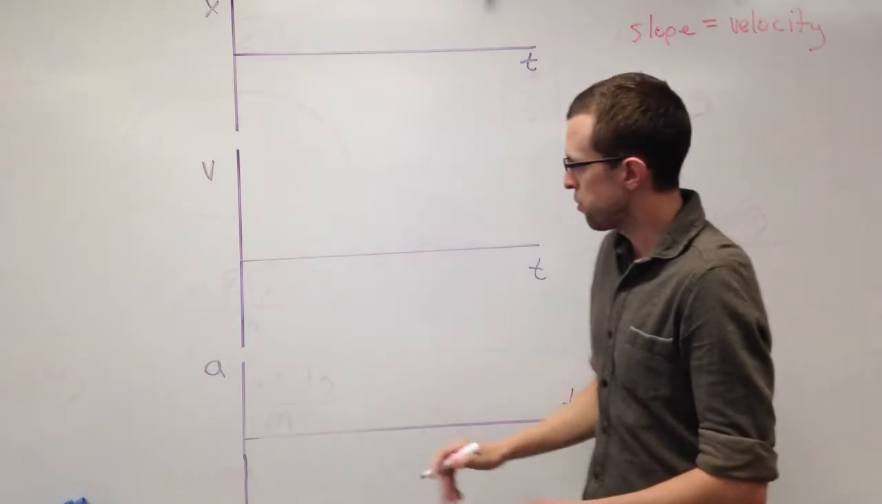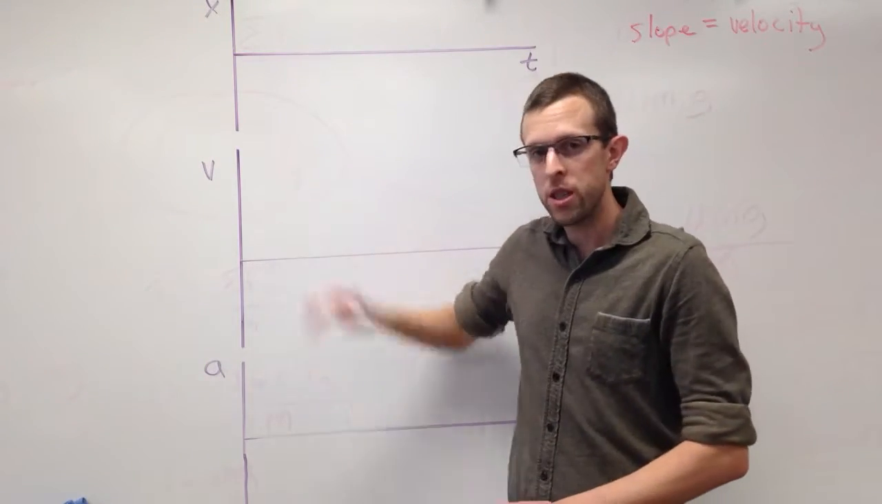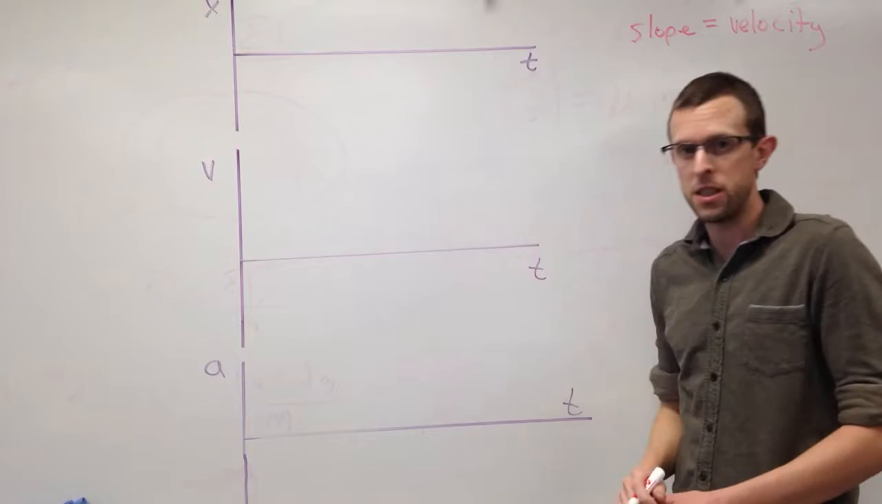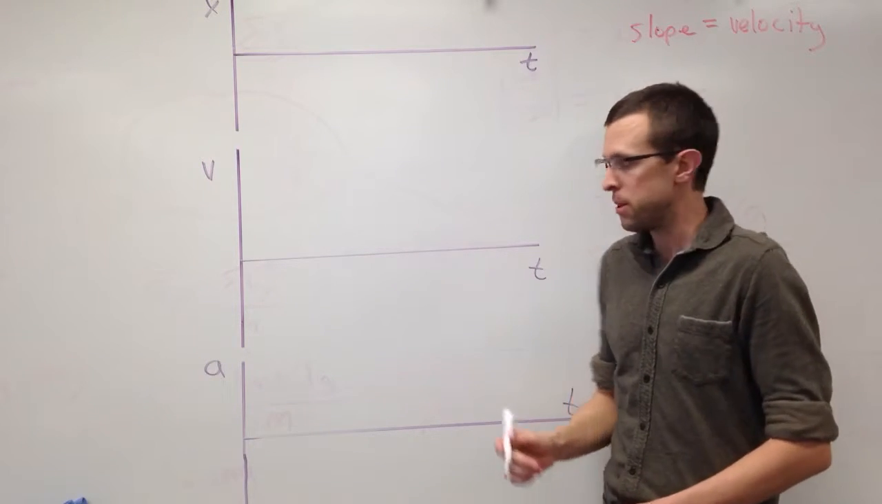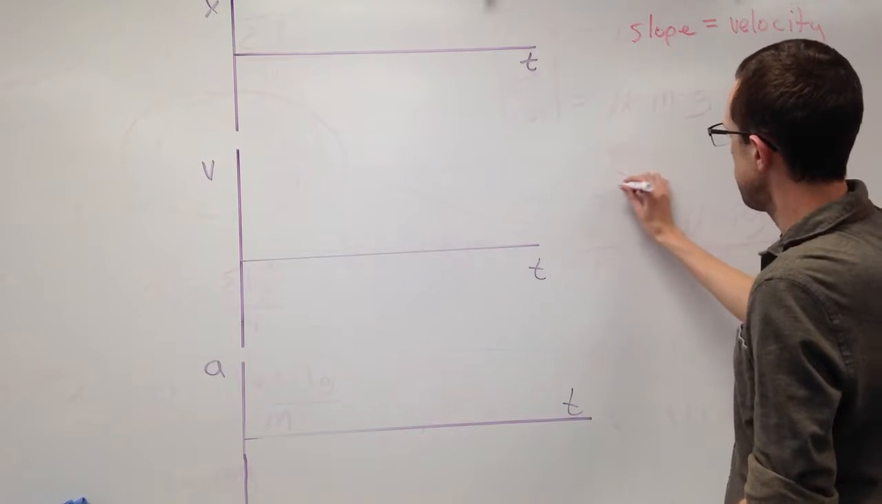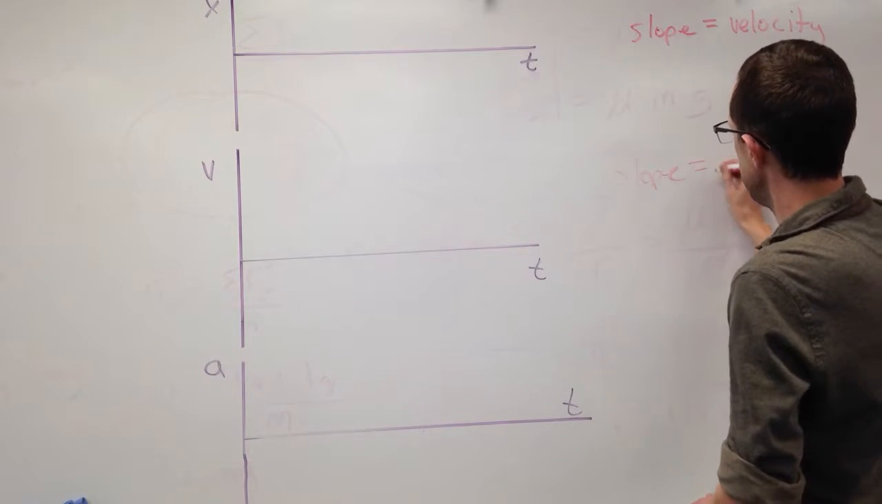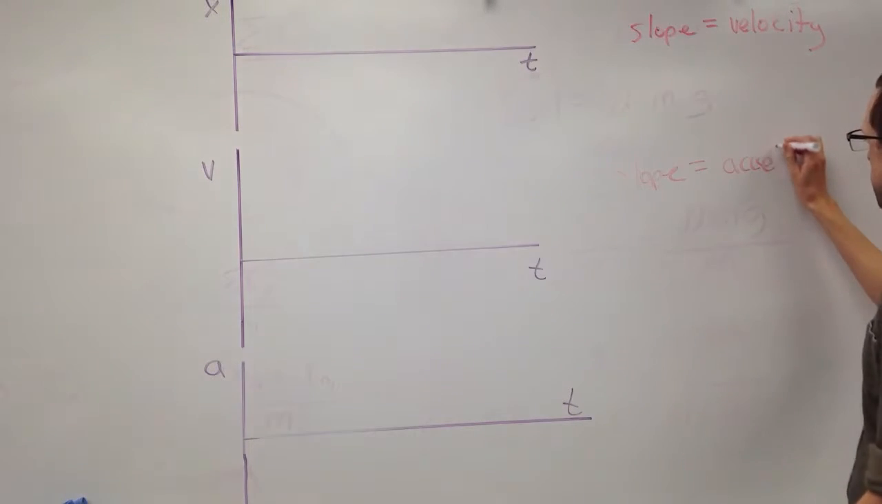Down here, the slope, the rise over the run, would be the change in velocity divided by the change in time. Change in velocity over change in time is the definition for acceleration. So here the slope is equal to acceleration.